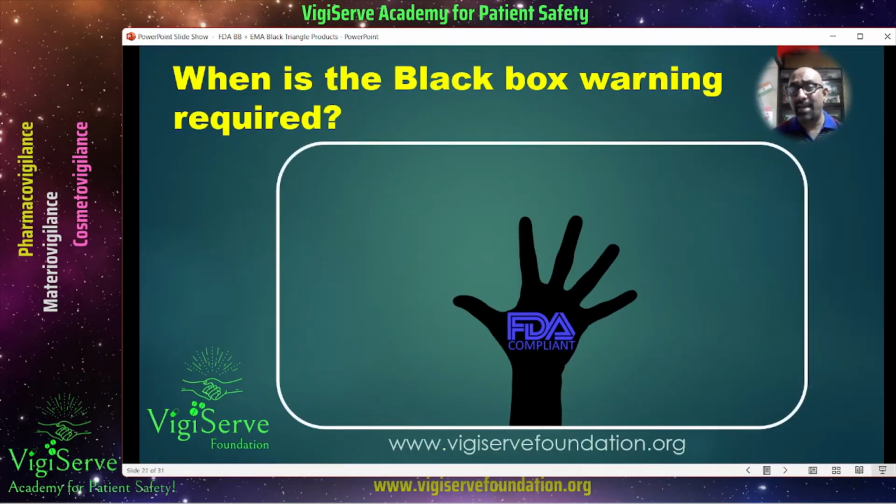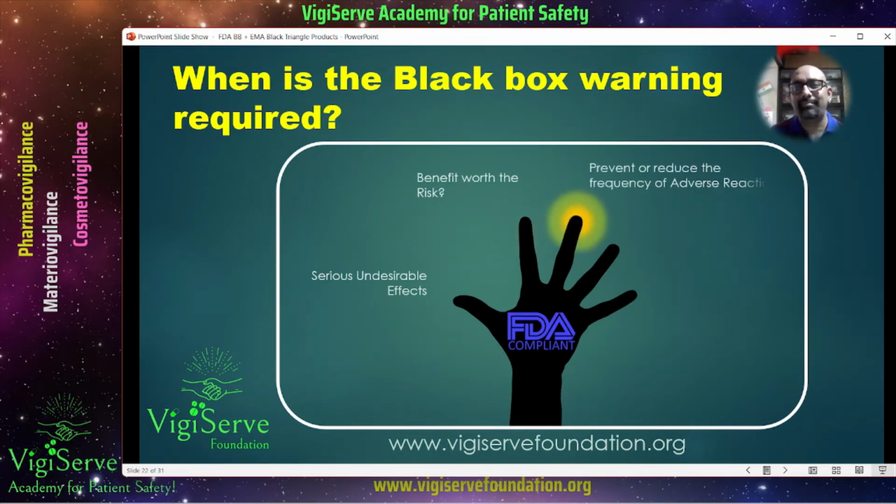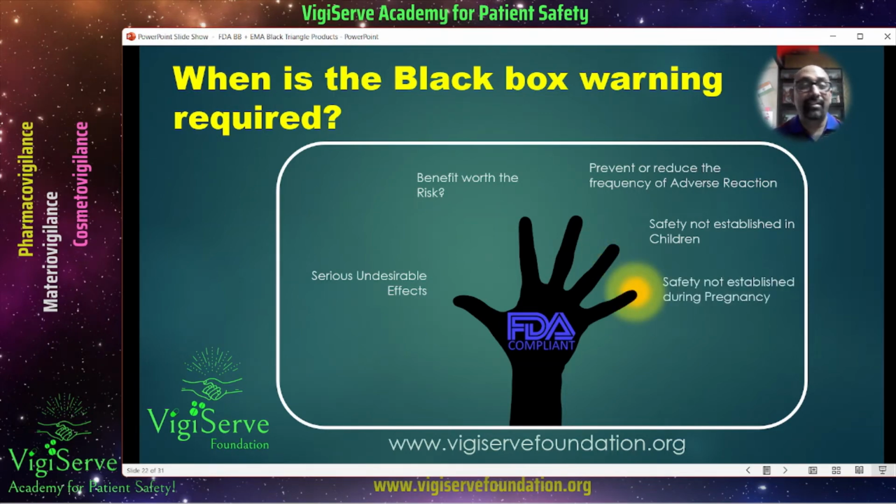So when is the black box warning required? It is for the serious undesirable effects. Then, whether the benefits are worth the risk, to prevent or reduce the frequency of adverse reactions, say not for pediatric use, again that is important. And finally, if the medicine should not be given in pregnant ladies. So in all such situations, a black box warning is required.